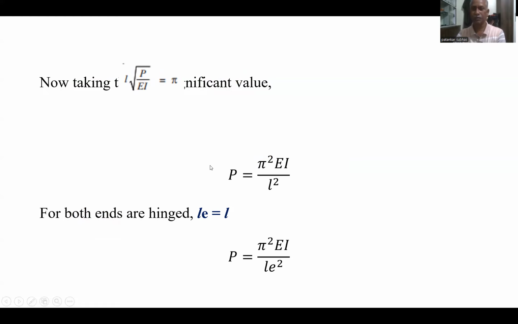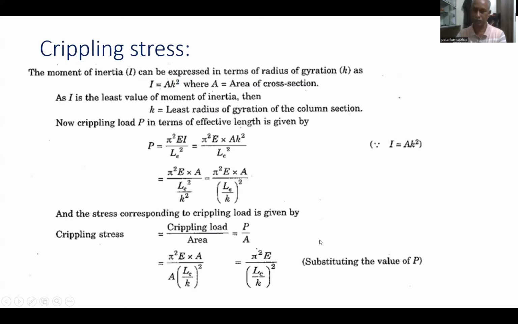So we get P, that is the crippling load or critical load or maximum load where the column starts buckling, equal to pi square EI divided by L square. Now this is the critical load if both ends are hinged. So for both ends hinged, we can say that Le is equal to L, and therefore the general formula which is applicable to all the four cases, both ends hinged, both ends fixed, one end fixed and other hinged, and last, one end fixed and other free, is P equal to pi square EI divided by Le square. We have considered this equation.